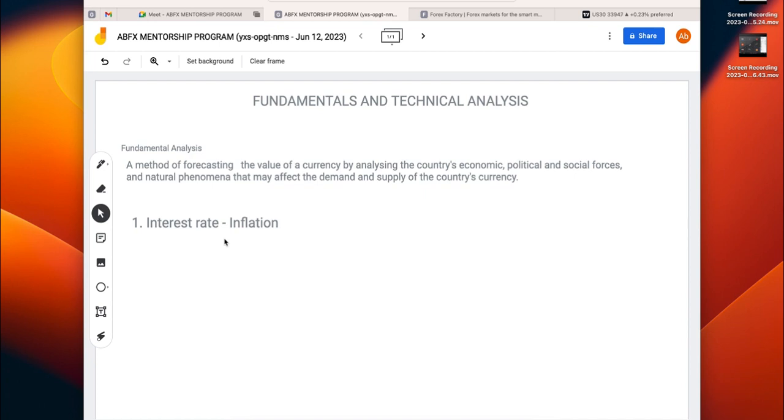Now, when there is a higher demand for that currency, what happens? The value of the currency increases, right? When there's demand for that currency, so when demand tends to increase, people tend to demand more and the price increases. So now we are trading the price of the currency.